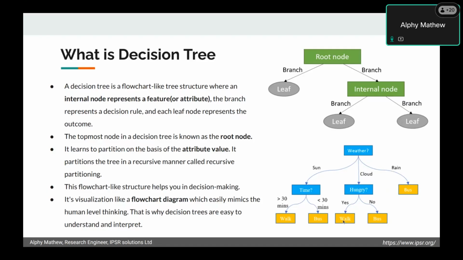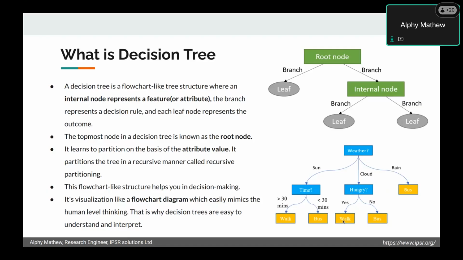Then why is it called a tree? Because the structure literally looks like a natural tree turned upside down, right? The topmost part is the root node, from there the branches go downwards, and the bottom part is the leaf nodes. The shape and the flow look very similar to a real tree, just inverted. Decision trees are very popular because of the logic they use, the if-then rules. It is very simple logic, so it is easy to interpret.